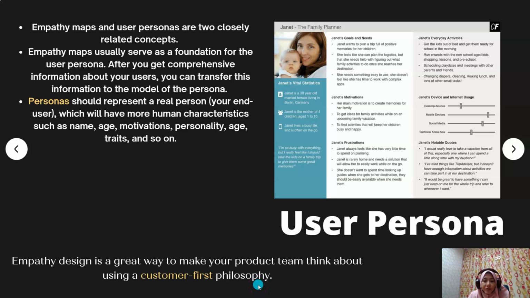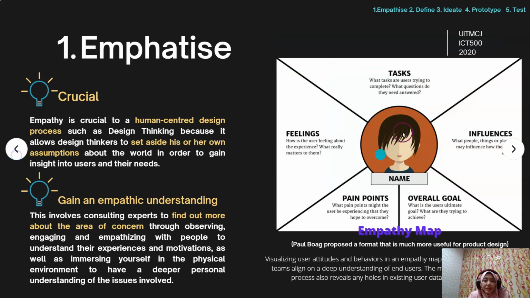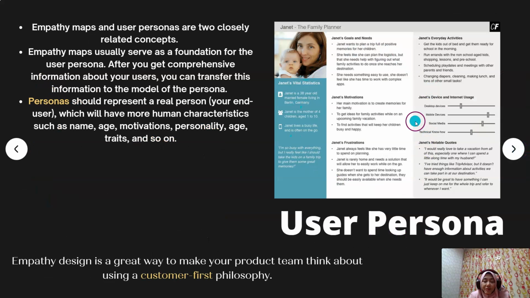So in this first stage, empathy, we mentioned that you must use end user involvement, and also look at the end user needs and requirements. Empathy maps usually serve as a foundation for the user persona. After you get comprehensive information about your users, you can transfer it to the persona model. These are the questions you need to ask your end user. Once you get the answers, you can transform them into the user persona.